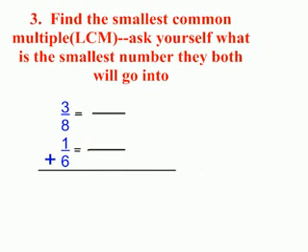The third way is to look for what we call the smallest common multiple, or also called least common multiple, or LCM. Ask yourself, what is the smallest number they both will go into? I like to count by the bigger numbers. 8. 6 doesn't go into 8. 8 times 2 is 16. Does 6 go into 16? No. 3 times 8 would be 24. Does 6 go into 24? Sure. So we're going to use 24 as our common denominator. It's the first number we could find that they both go into.